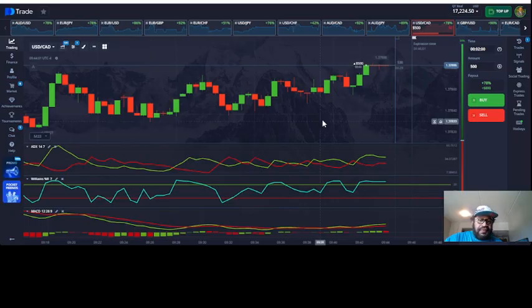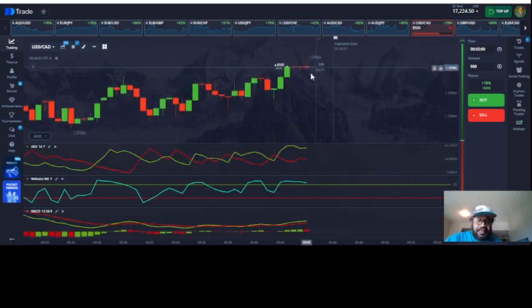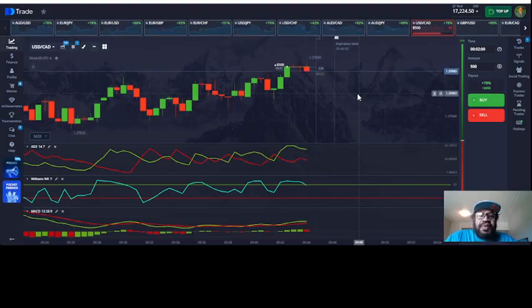So all of these confluences suggest a continued push to the upside in the price of the currency pair. It's sort of flatlined already, but I'm anticipating a push upwards over the next 2 minutes. So let's monitor this trade and wait for the expiration.